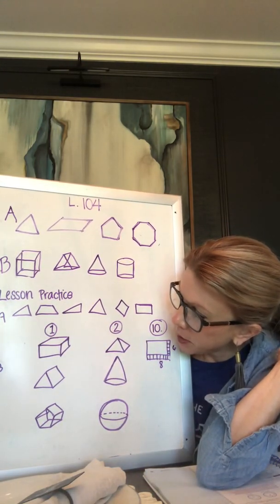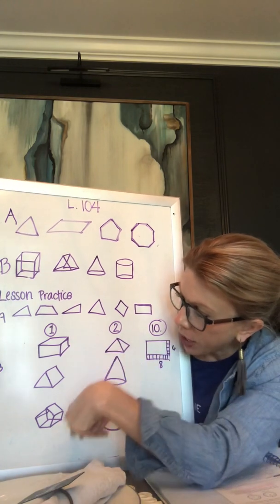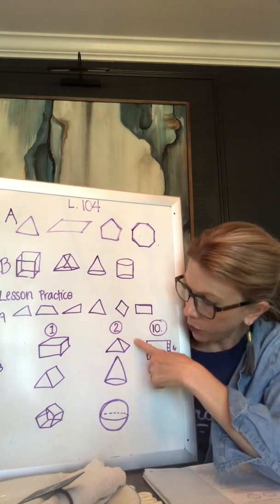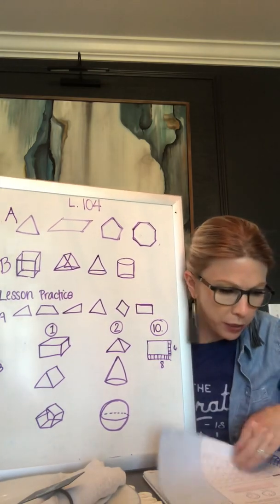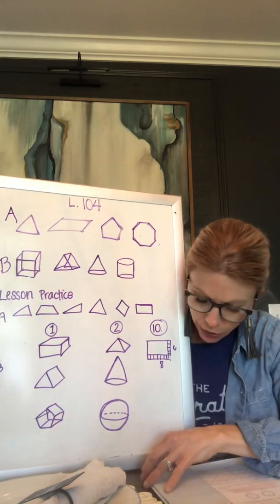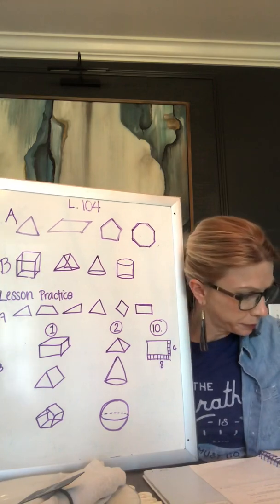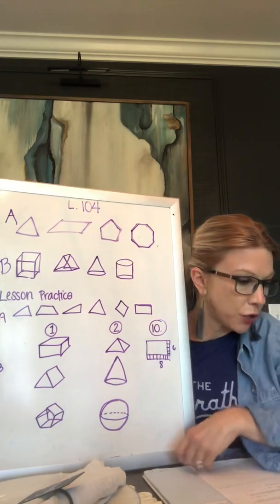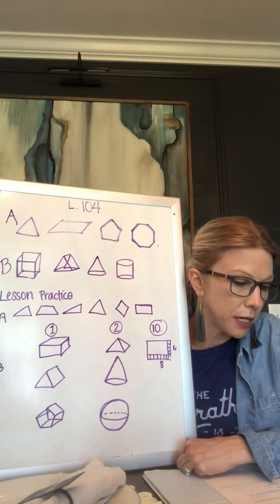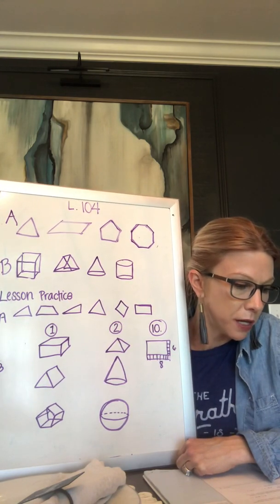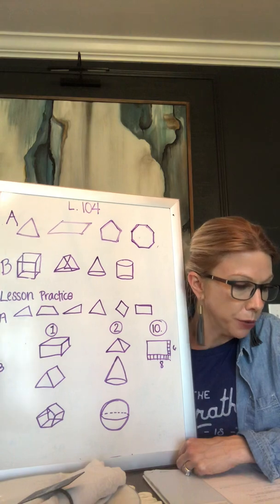Okay, and then lesson practice B. We've got group 1 here, and then we have group 2 here. For this one, let me see. I drew out the pictures. It says, describe how the solids in group 1 are alike, and describe how the solids in group 1 are different than the solids in group 2.